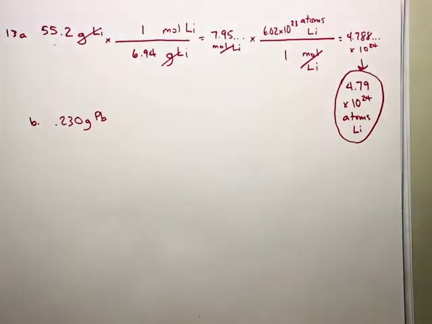Now, looking at the three pictures from your mole map, we have a scale, we have a bag of moles, and then we have a spilled bag of particles. If you had to pick one of those three pictures to represent 0.230 grams of lead, which picture would you choose? The scale, the bag of moles, or the spilled bag of particles? What do you think?